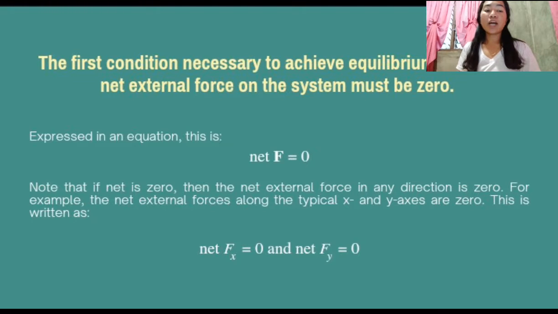Remember that for an object to be in equilibrium, it must be experiencing no acceleration. This means that both the net force and the net torque of the object must be zero. Then the external force in any direction is zero. For example, the net external forces along the typical x and y axes are zero. That's one.